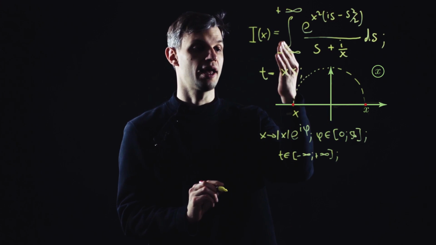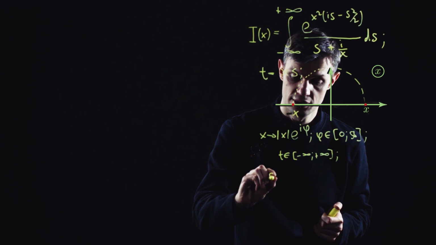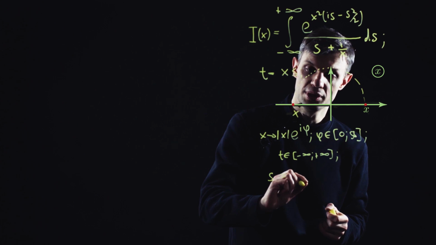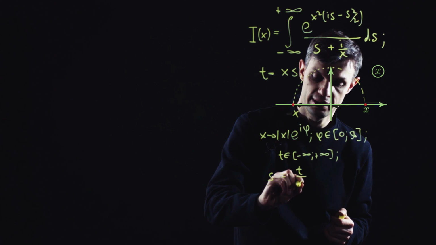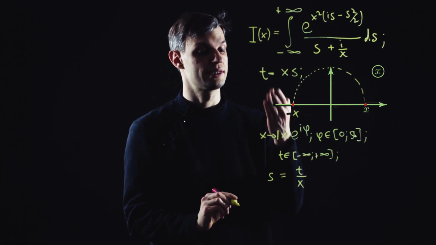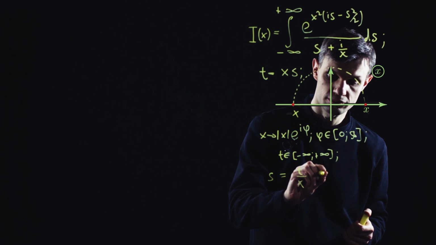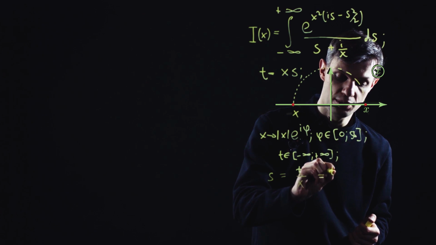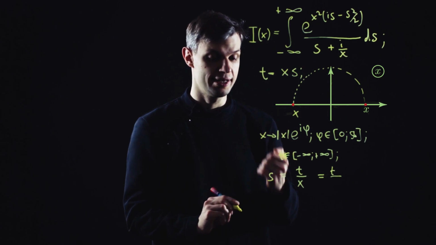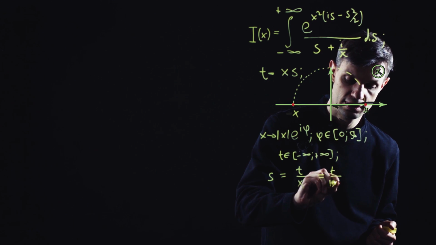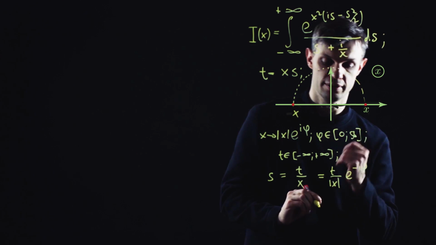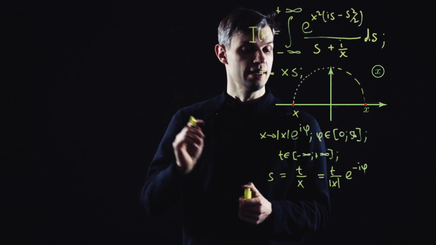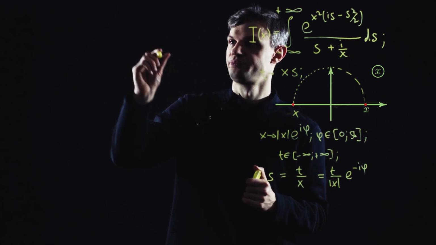So what's going to happen with the s variable? s will change also accordingly. So s is t divided by x. The argument of t is always 0, so now we understand what's going to happen with the argument of our s complex variable. We change x to modulus x times e to the i phi, so minus i phi in the denominator, and we see what's going to happen.